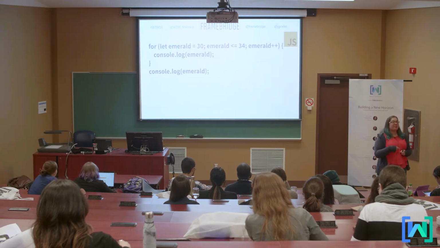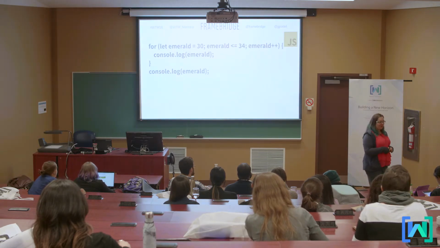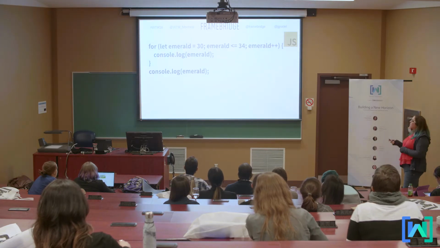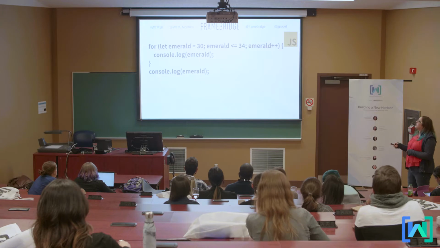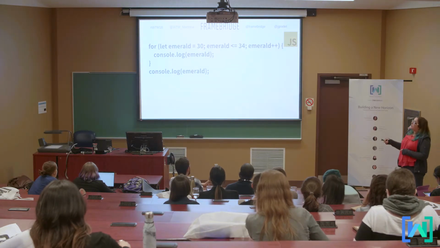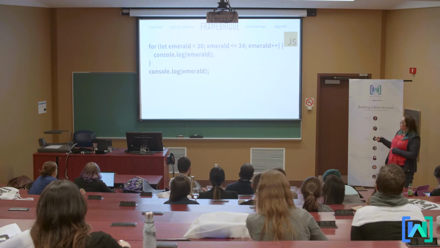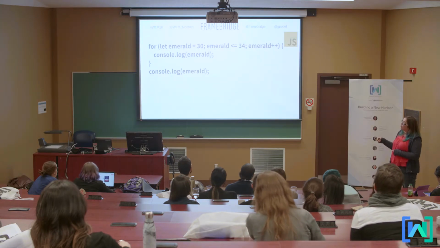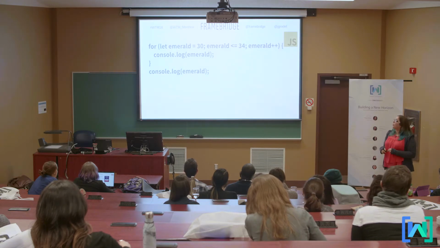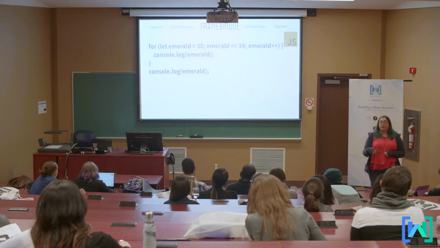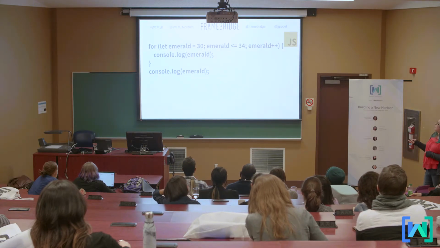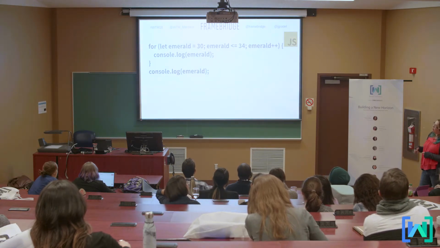And as I mentioned earlier, this becomes really valuable for iterators. So here's a for loop. I am setting up emerald and initializing it at 30. So let emerald equal 30. Here is how I'll be evaluating this for loop and when to break out of it. So as long as emerald is smaller than or equal to 34, we're going to keep going through this loop. And each time after we go through this loop, we'll increment emerald by 1.